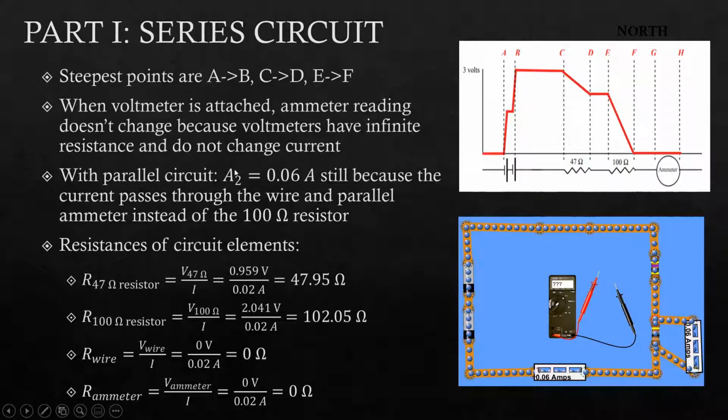And then with the parallel circuit, A2 read 0.06 amps still because the current passed through the wire and through the parallel ammeter instead of passing through the 100 ohm resistor. And then I calculated the resistances of various circuit elements. For the 47 ohm resistor, I got 47.95 ohms. For the 100 ohm resistor, I got 102.05 ohms. And then for the wire and ammeter, I got 0 ohms.